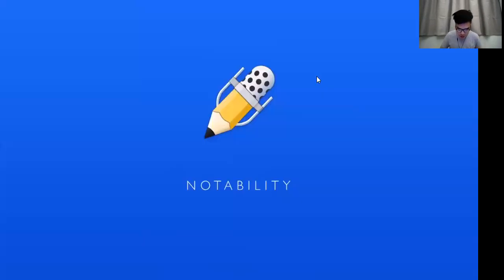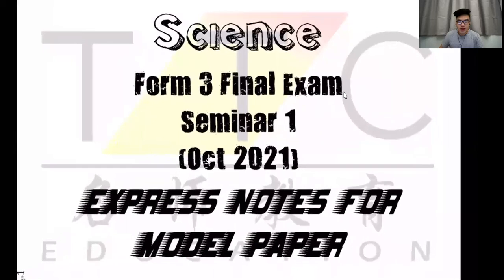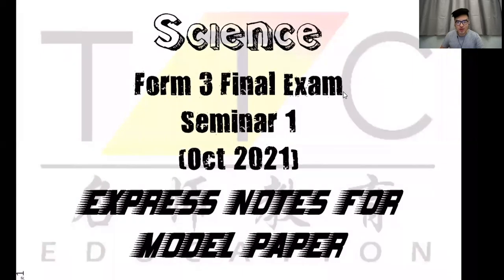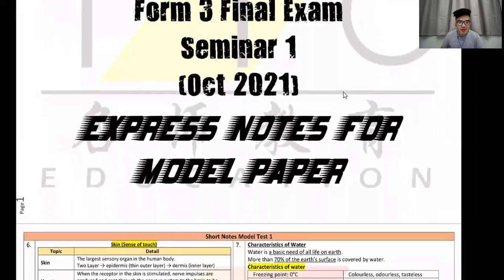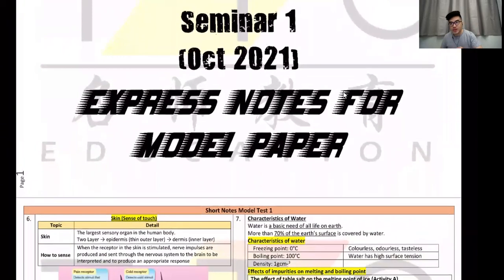So what are we doing today? Today we are going to do two model papers, and before we begin our model papers, we will do a quick revision first. We will have a break in the middle, so don't worry. Let's look at our express notes for today first. We will do two express notes. We will do the notes first, then a paper, then go for a rest in the middle, and then we repeat the same thing.